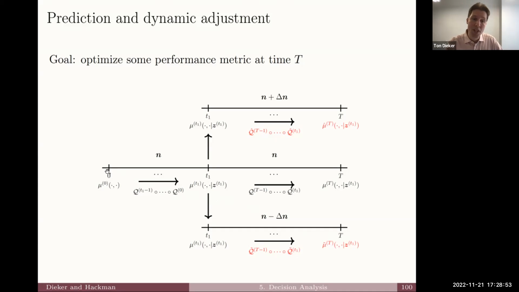And at time 0, we may be interested in setting this initial capacity level. So what you then do is you use the knowledge that at time T1, you get data that allows you to change your capacity levels. So you take that into account in your decision problem.